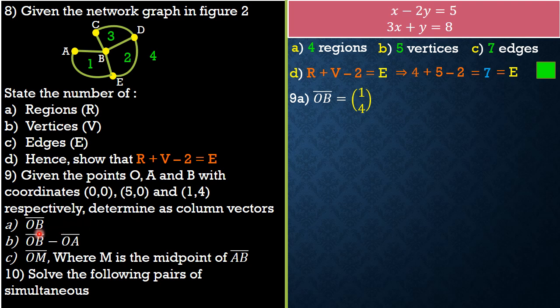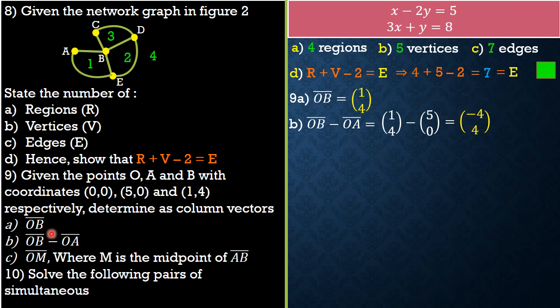Now, also to get the vector OB minus OA. Keep in mind, friends, that our OB is the vector (1, 4). Our OA is the vector (5, 0). So when we subtract the corresponding entries, we are going to have 1 minus 5, which is negative 4, and 4 minus 0 gives us 4. So we have OB minus OA to be (-4, 4).